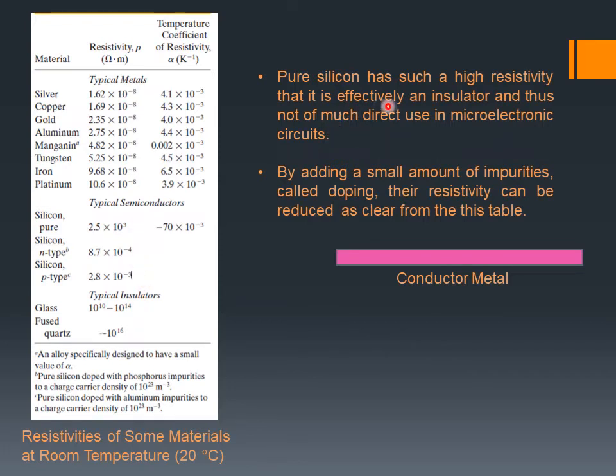Okay. So pure silicon has such a high resistivity that it is effectively an insulator. You look, this resistivity is too much. So it is an insulator. No electrons can flow. There will be no current. So you can't use the pure silicon directly in microelectronic circuits. So what do we do? We add a small amount of impurities, and this process of adding a small amount of impurity is called doping. So their resistivity can be reduced as clear from this table. Okay.